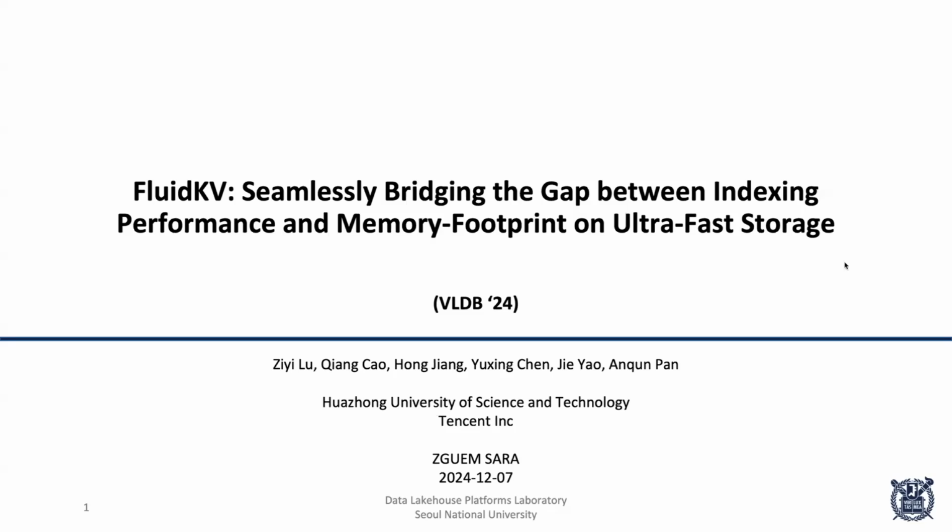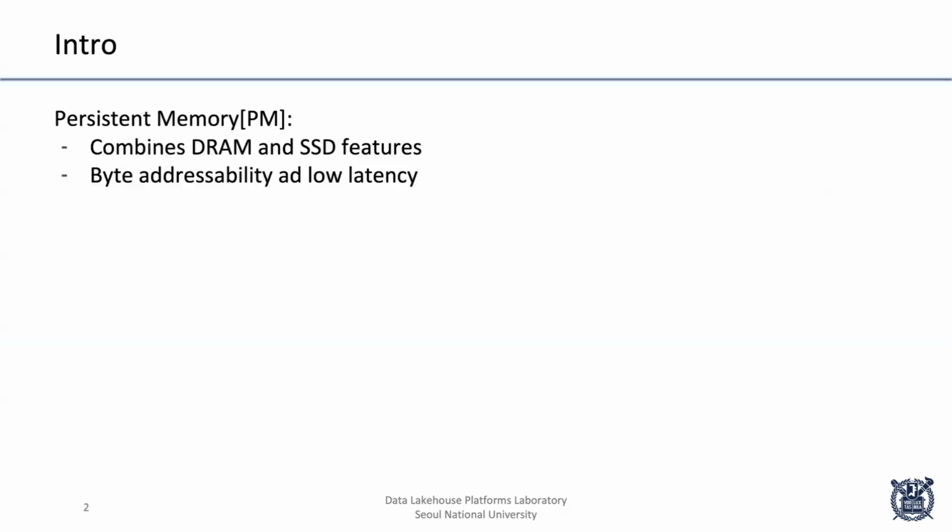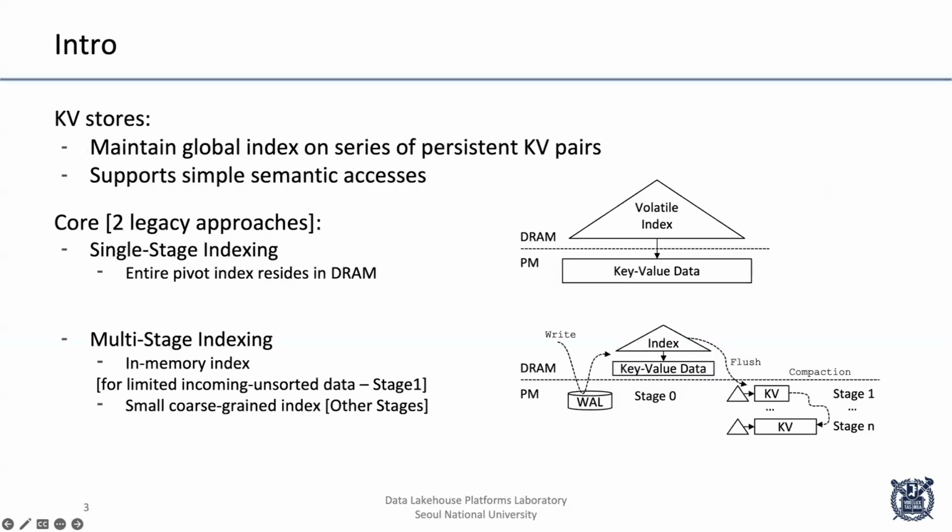This is FluidKV, seamlessly bridging the gap between indexing performance and memory footprint on ultra-fast storage. It was published in VLDB this year. So we all know of persistent memory. It combines the features of DRAM and SSD at the same time and offers wide addressability and low latency.